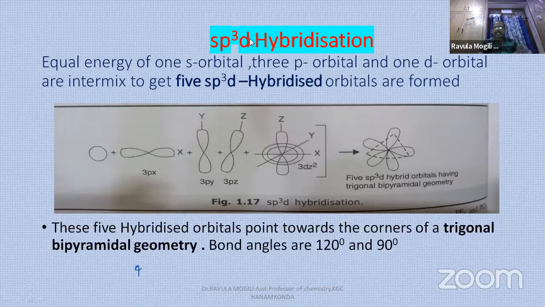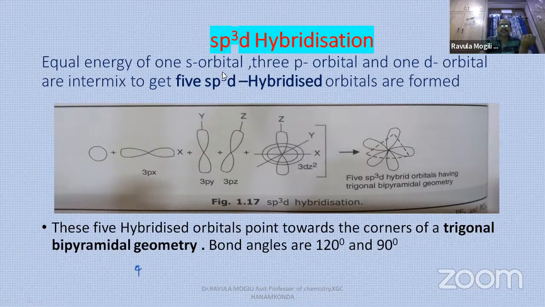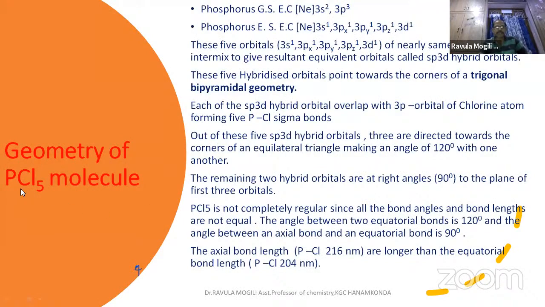Next one, sp3d hybridization. It is one of the important ones. Equal energy of one s orbital, three p orbitals and one d orbital are intermixed to get five sp3d hybridized orbitals. These five hybridized orbitals point towards the corners of a trigonal bipyramidal geometry. Bond angles are 120 degrees and 90 degrees. The best example is PCl5.